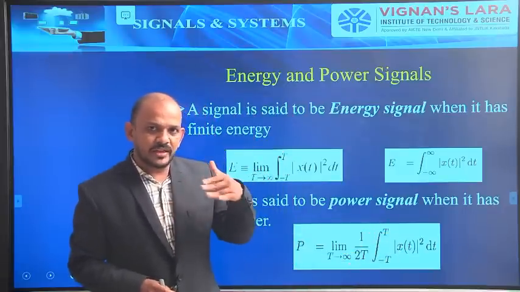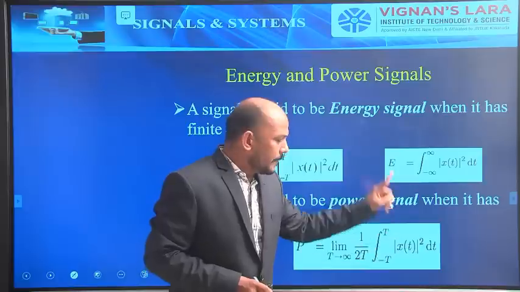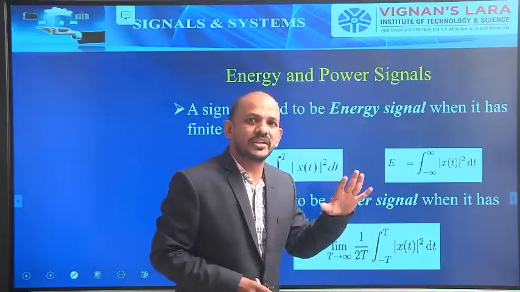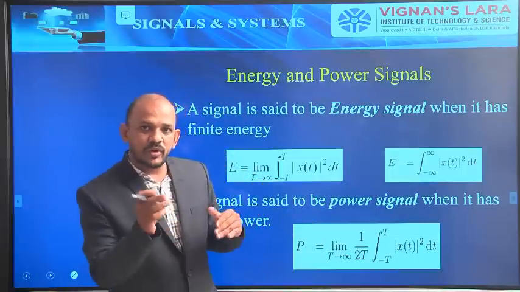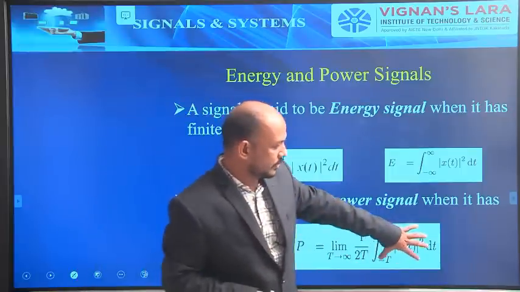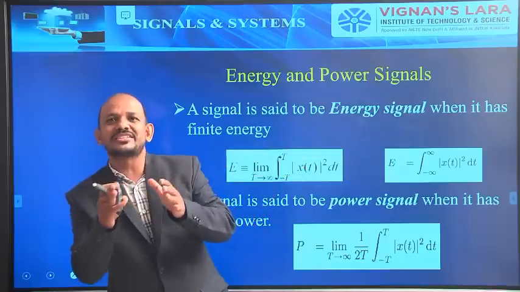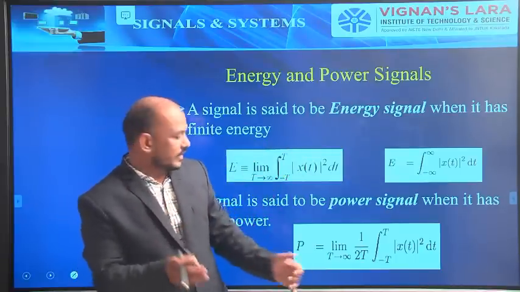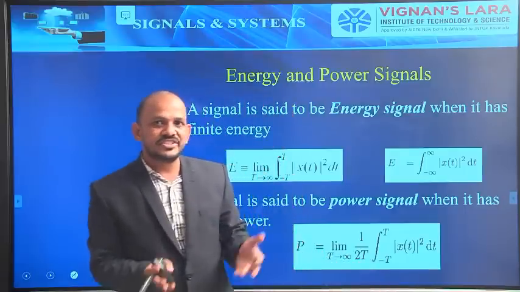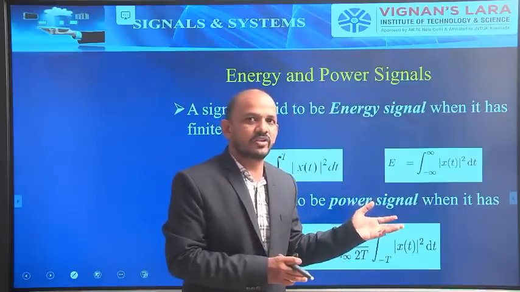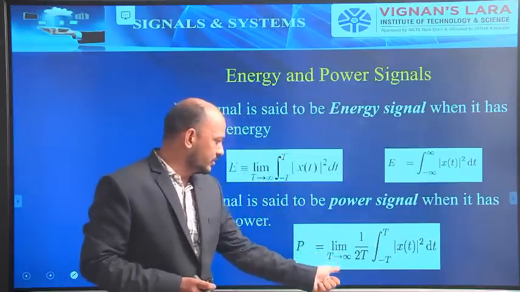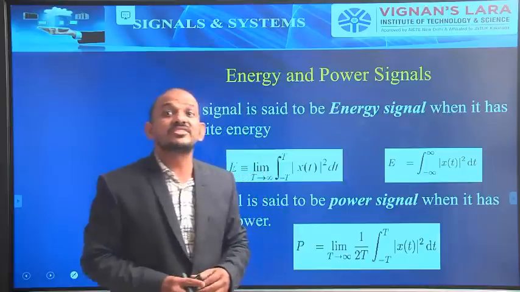So the total period is T minus of minus T, which is T plus T, that is 2T. So we have to write the 2T in the denominator. The numerator is the sum of all the squares of the values, divided by the total period, that is 2T. In general we call it the average, or technically the mean. So this is the mean square value, and this power gives the mean square value.